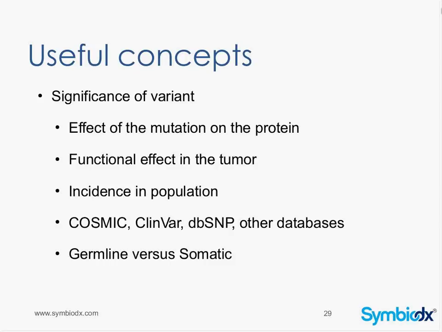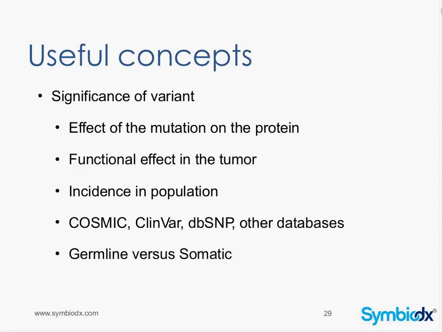Some of the databases we look at to determine that include ClinVar, dbSNP, and a couple of other databases that look at common polymorphisms. Some of the databases that we use to look at whether or not the variant is important for a tumor include COSMIC. COSMIC is where people report variants that are important in tumors.